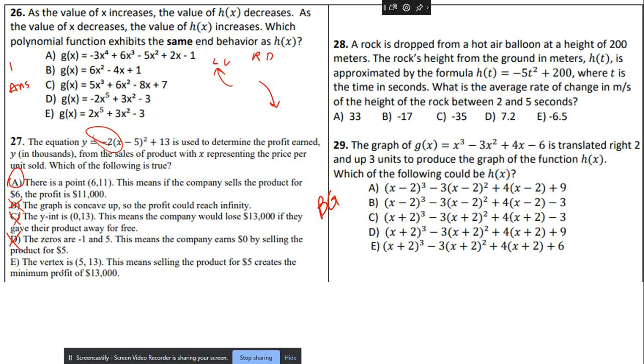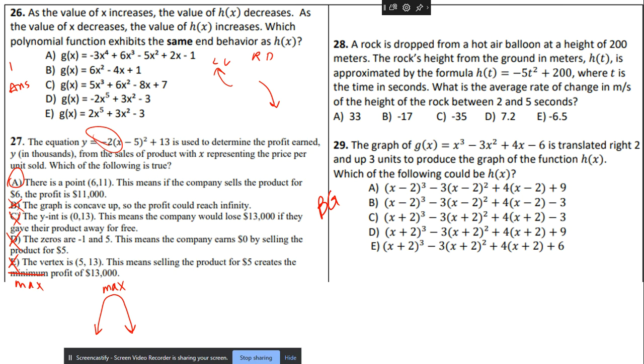And then E says the vertex is 5, 13. That is true. This means that selling the product at $5 creates the minimum profit of $13,000. Well, remember, this is concave down. And so it's not going to be a minimum. It's actually a maximum. So if they had said maximum right here, then E would be true. But unfortunately, that is also false.